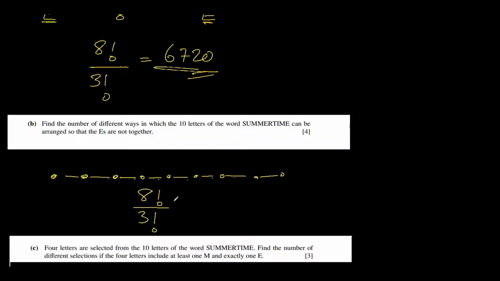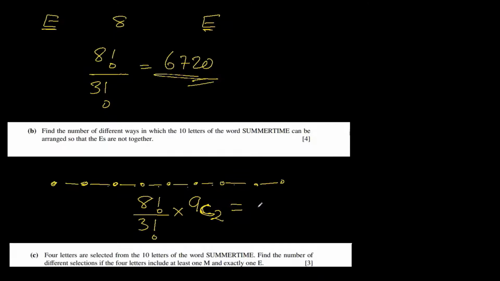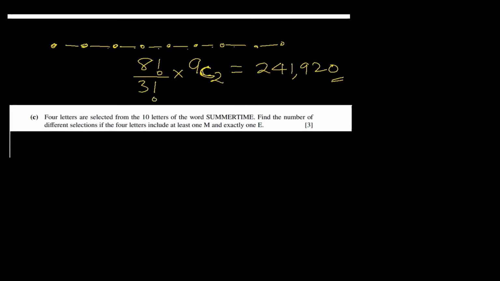Now you might have noticed similar kinds of questions are repeating. So 9 places are there, and we have to give those places to 2 E's. We don't have to divide by 2 factorial if there is C here. If it was P, then we would divide. Just multiply this and you'll get the answer for that as well. It's 241,920. Okay, let's go to C part.